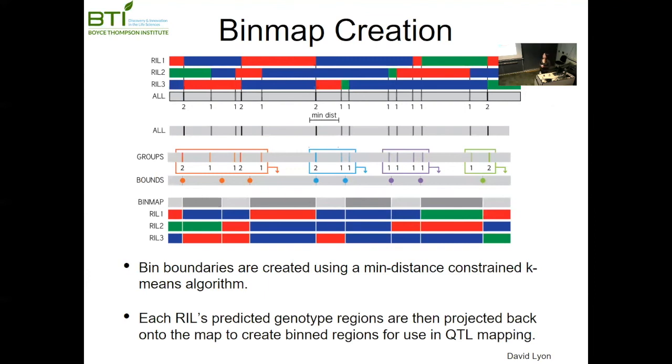And this is just a little overview of basically how it works. So at the top, we have the RIL. So first, it does a step that I'm not showing here, where it uses some hidden Markov models to identify the genotype. So genotype calling can be messy, so it does some work to sort of smooth those out and determine the recombination breakpoints, which you can see at the top. And then it uses an algorithm to take those recombination maps and collapse them into a bin map, which can then be used in QTL mapping.